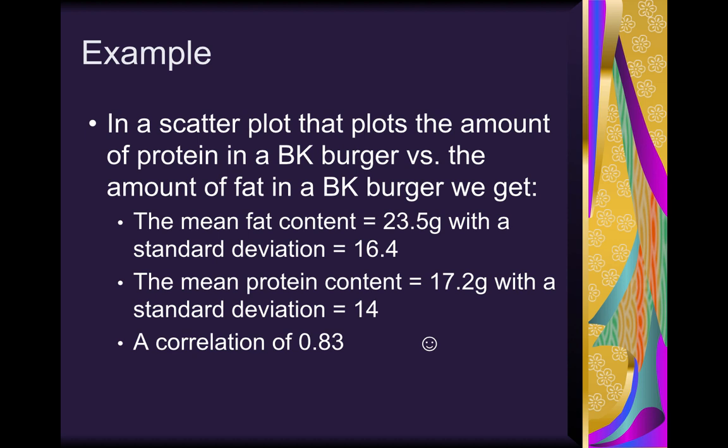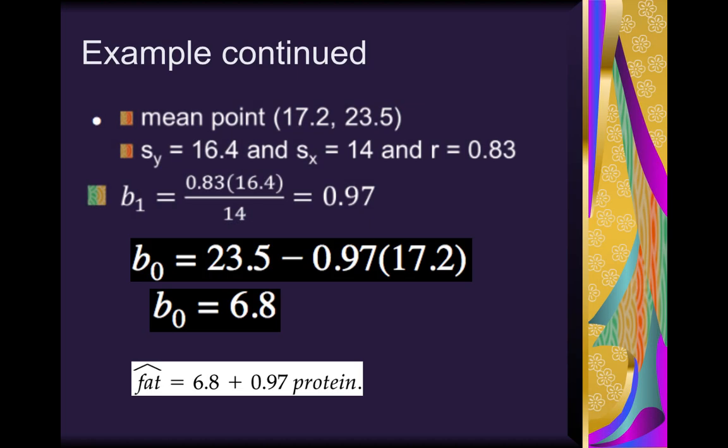We can take this information and then create our linear equation. We can use the mean fat and mean protein to create our mean point, and then use the standard deviation with correlation coefficient and calculate our slope. So we always have to start by calculating the slope. So our slope we calculate as b sub 1 equals r, which was 0.83, times the standard deviation of y, which is 16.4, because y is our fat, and that was the standard deviation for the fat, divided by 14, which is the standard deviation of x, which is the standard deviation for the protein. This gives us a slope of 0.97.